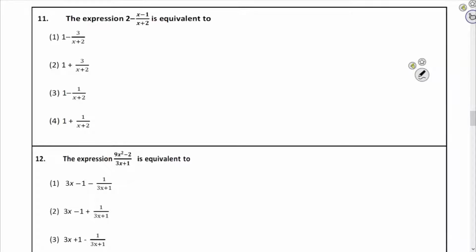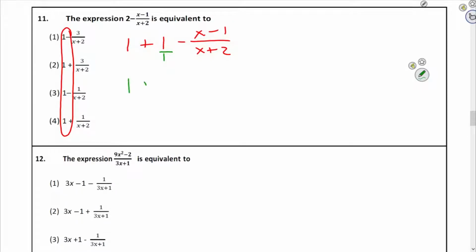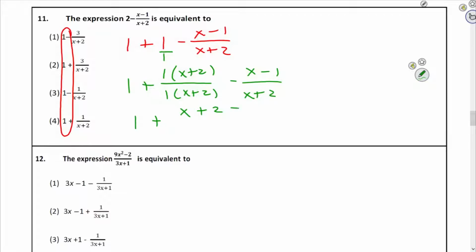Number 11, the expression 2 minus x minus 1 over x plus 2 is equivalent to which of these? Before I get started, I notice that they're all 1 plus or minus something, so I want to match that. I'll match that by thinking about 2 as 1 plus 1, minus x minus 1 over x plus 2. So I'll pull out that 1 and see what happens with the rest of it. Let me find a common denominator with this 1 and leave that first 1 by itself. The common denominator is going to be x plus 2. So I have 1 times x plus 2 over 1 times x plus 2, minus x minus 1 over x plus 2. Simplifying some more, I get x plus 2 minus, okay, let's be careful here.